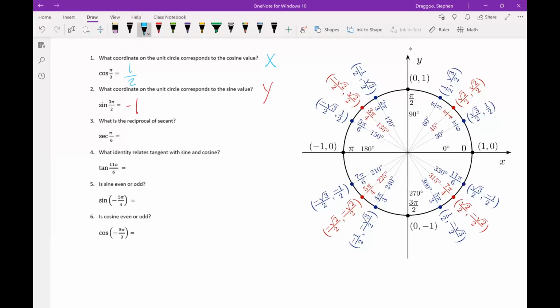The reciprocal of secant is going to be cosine. So the secant of pi over 6 should be equal to 1 over cosine of pi over 6, which means I'll again go to look at the x value, but this time of pi over 6, and get square root of 3 over 2. So I'm looking at the reciprocal of root 3 over 2, which is 2 over root 3, and that rationalizes to 2 root 3 over 3.